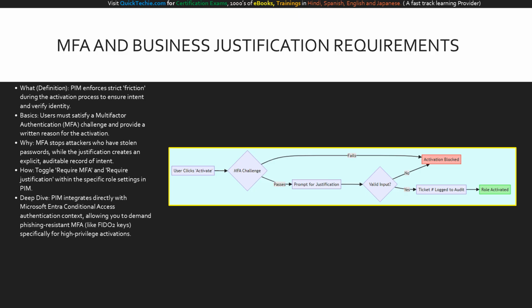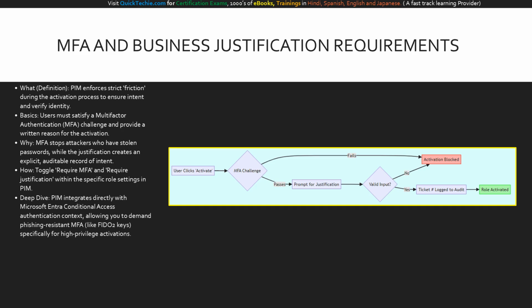PIM achieves this by injecting intentional friction into the workflow, specifically through multi-factor authentication and business justifications. When a user clicks Activate, they are immediately challenged. First, they must pass an MFA prompt. Why? Because if an attacker phishes an employee's password, we cannot allow them to easily elevate into an administrative role. The MFA challenge stops credential-based attacks dead in their tracks.